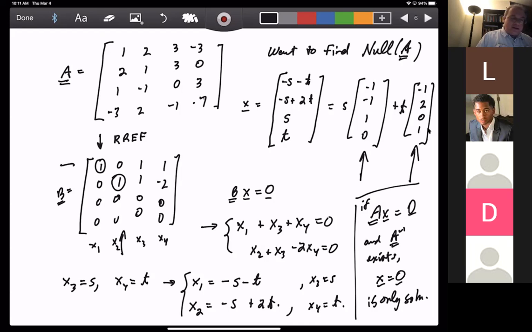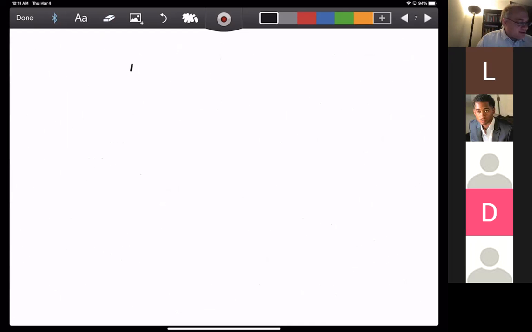All right, so anybody else need more time on this page? Are we good? So the null space of the matrix is the set of all possible solutions to AX is equal to 0. All right, so let me write this again.